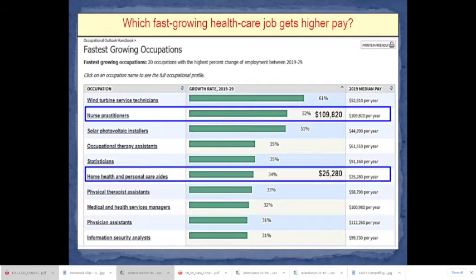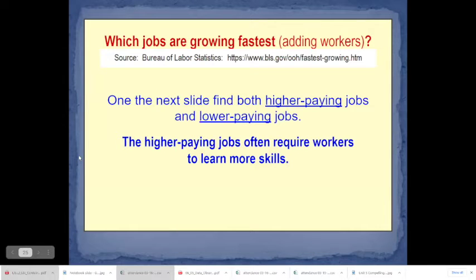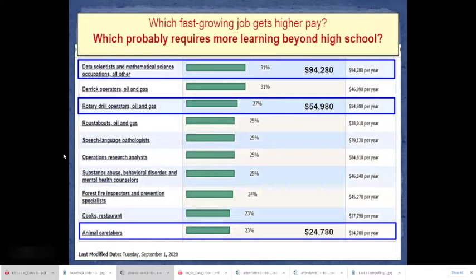The problem is many of our students are going to think $25,000 is a lot of money. And we don't want this to become an economics lesson. We just want them to see, depending on what you are hoping to make, you're going to have to know more skills than what you think you might need. So which jobs are growing faster, meaning that they need to add workers?